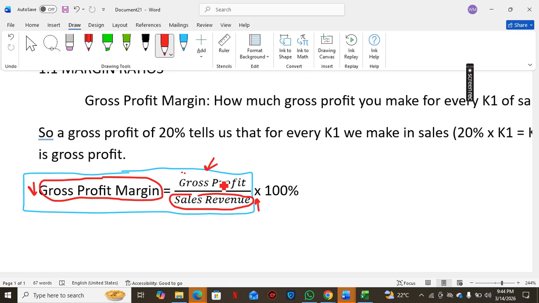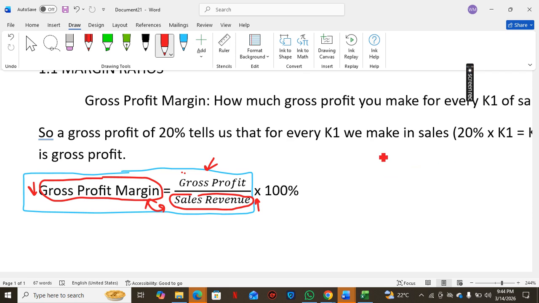So let me put it like this: if your sales revenue grows more than your gross profit, your gross profit margin is going to drop. You see? If the sales revenue increases more than the gross profit, your gross profit margin is going to drop. Why? Because there's an inverse relationship between these two variables. We can see this with an example here.